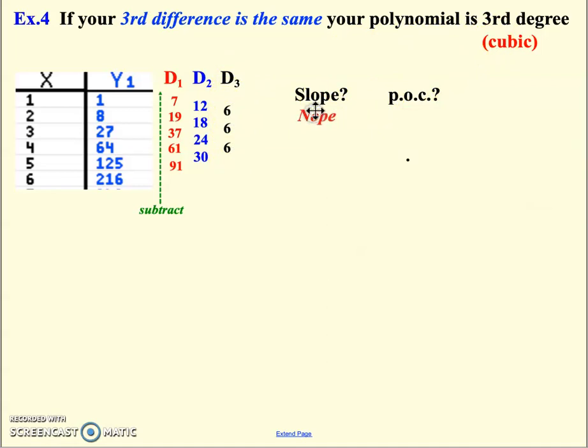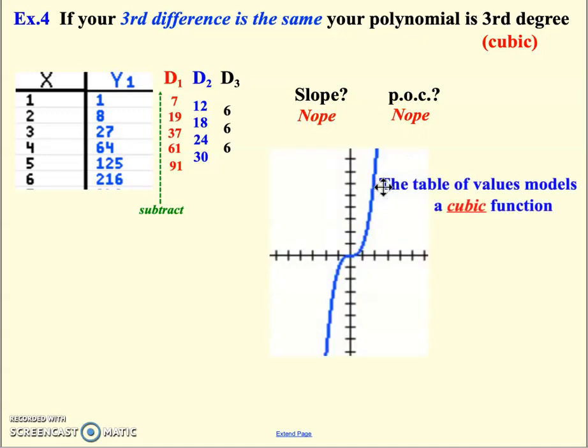Now that means a couple things. No slope going on here because you're not talking about a line. No pattern change, not a parabola. And if we actually drew that table and saw that graph, it would look something like that.